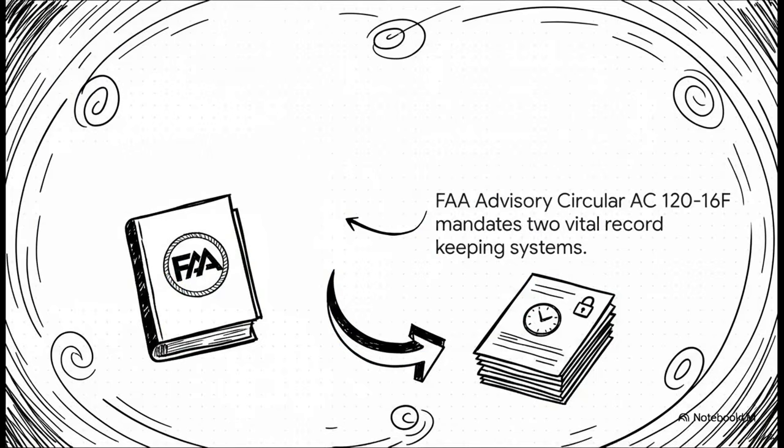Now, you might be wondering, why do we go through all this trouble to keep these records? Well, simply put, because the FAA says so. Specifically, FAA Advisory Circular AC 120-16F. You absolutely must memorize the 2 main systems mandated here. First, the Air Carrier Maintenance Manual System, and second, the Documentation Keeping System. This advisory circular is the regulatory backbone that actually forces that cradle-to-grave life cycle we just talked about to happen. Memorize both of those systems for test day.